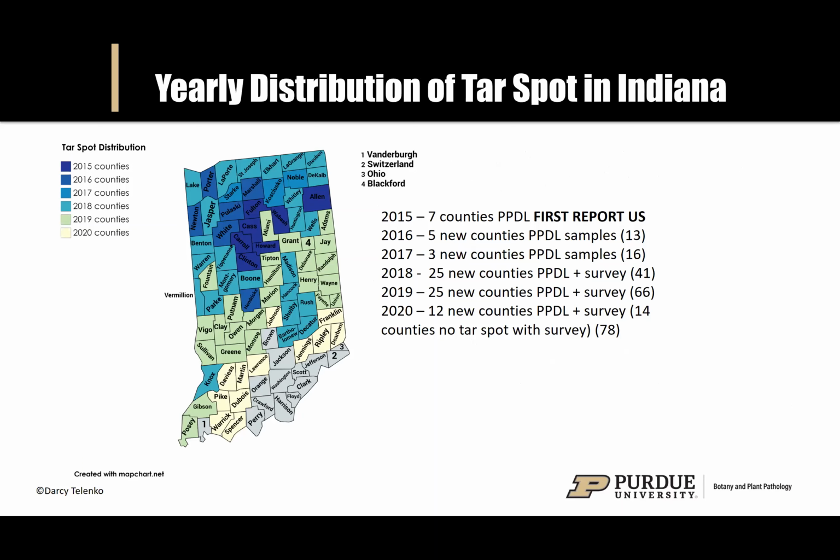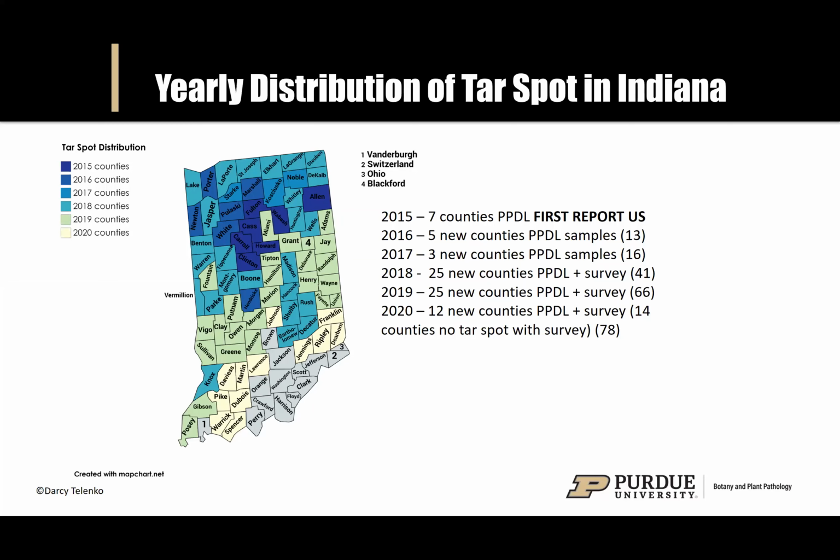So in 2018, when we had that first epidemic, we were able to find it in 25 new counties. In 2019, we tried to do a survey and we again added 25 more counties. So we're up to 66 counties in Indiana. And then in this season, we actually got into all 92 counties across the state, adding 12 new counties. But there are 14 counties where we could not find it. Now, granted, we only got into 1 or 2 fields in a county, depending on our time.